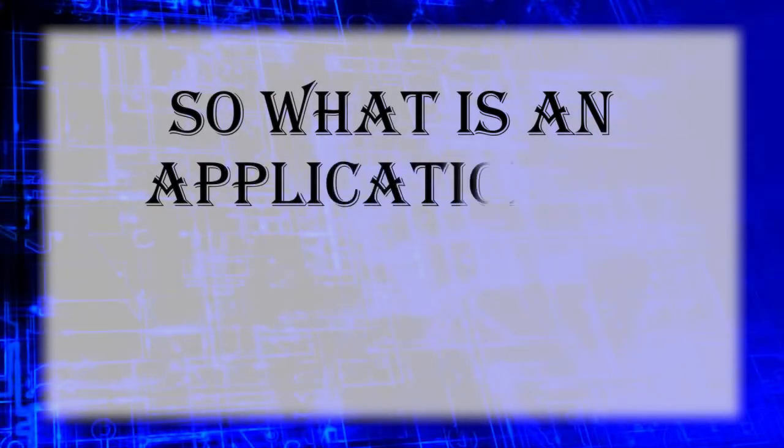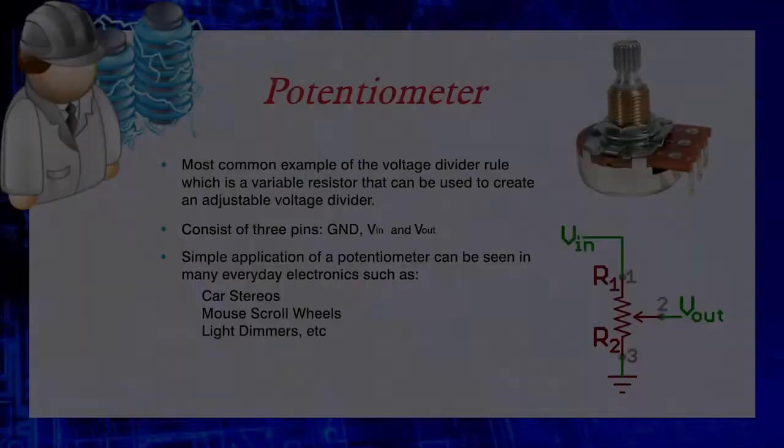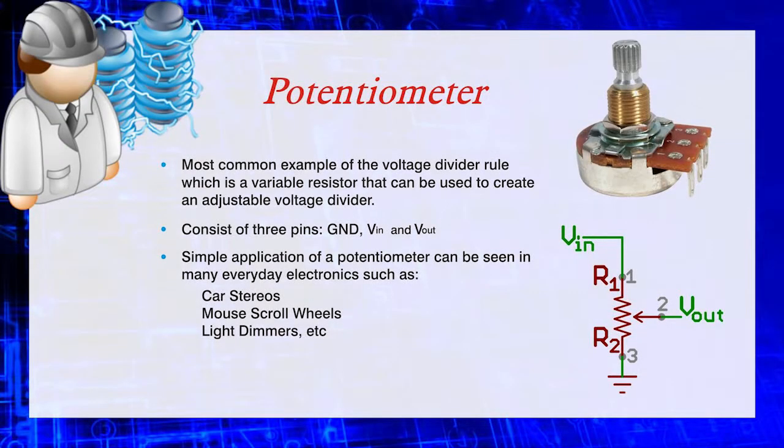So what is an application of the voltage divider rule? A potentiometer is essentially a variable resistor which can be used to create an adjustable voltage divider. A potentiometer consists of 3 pins, with the outer 2 pins connected to common ground and a voltage input, whilst the middle pin simulates a voltage divider using a wiper arm that runs across the variable resistor. Turning the potentiometer one way will decrease the voltage and may even go to 0, whilst rotating it in the opposite direction will cause the voltage to increase, approaching the input voltage.